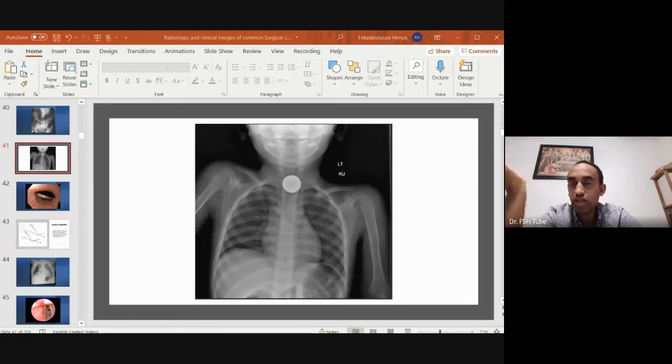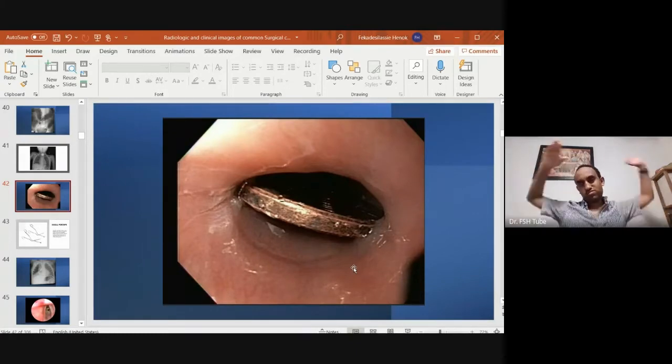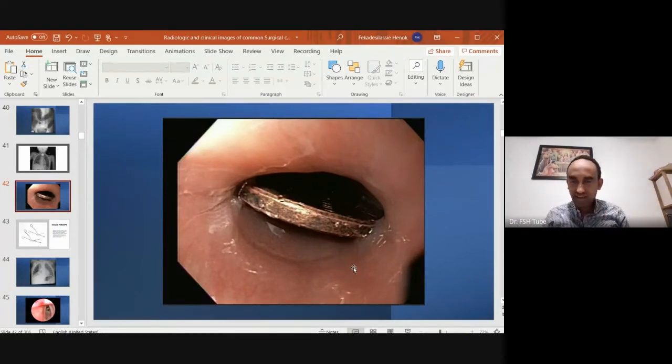And then you do the x-ray, you see it, and it's sitting in the esophagus or in the airway, in the bronchus. It could be anywhere, depending on the size, right? So this is how it appears. So where is it? Where is this coin? Yes, it's in the esophagus. It looks like it is in the esophagus. We don't see the tracheal or bronchial rings, so there is something sitting there. So how do you take it out?